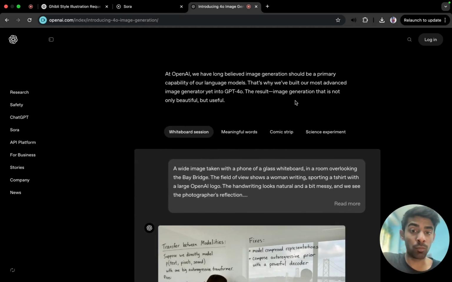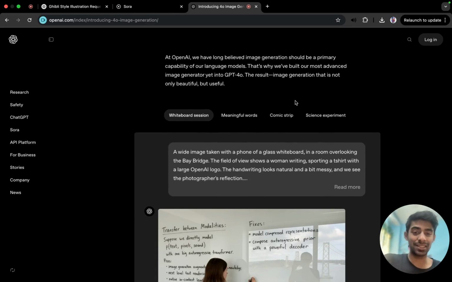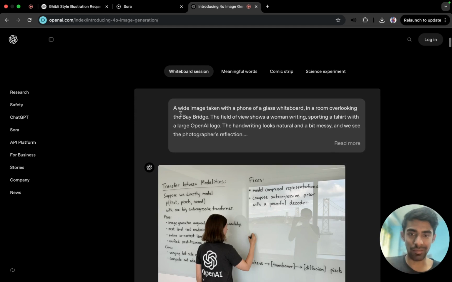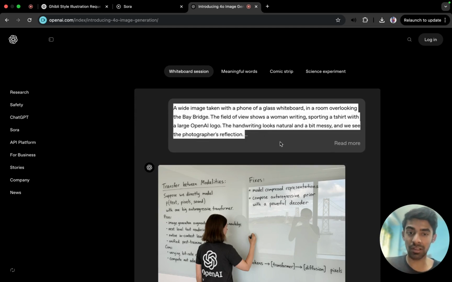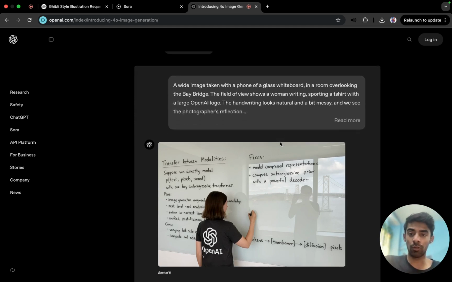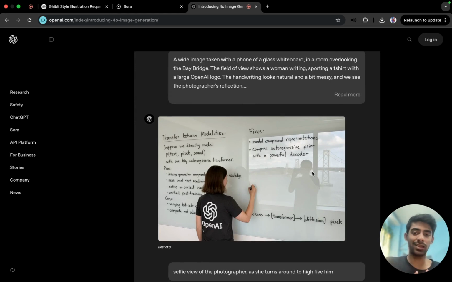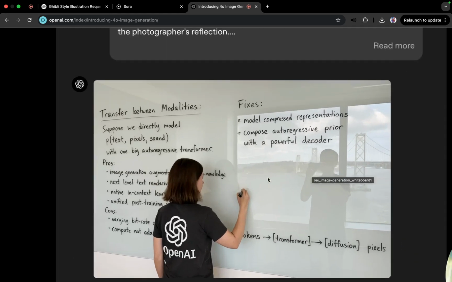That's why we have built our most advanced image generator yet into GPT-4o. So it's actually very useful. You see, they have written a wide image taken with a phone of a glass whiteboard in a room overlooking the Bay Bridge. Just look at the whole thing, right? You will see that it has literally even put the shadow of the person who is writing, alongside the reflection of the person who's taking the pic.